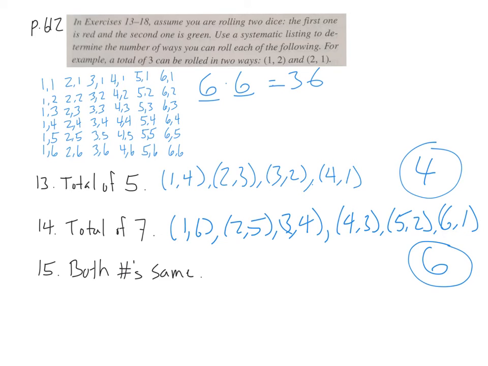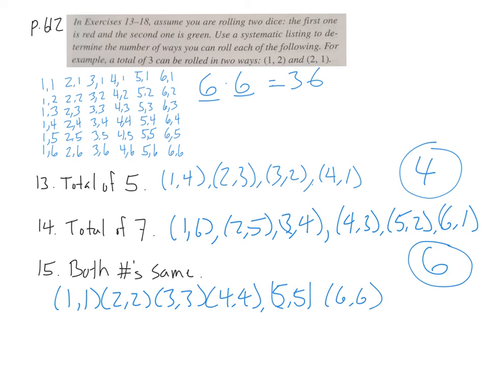And lastly here on number 15 it says, how many ways can you roll both numbers the same? Well, we can also figure that out pretty easily, because that's our other diagonal. It's the 1, 1, 2, 2, 3, 3, 4, 4, 5, 5, 6, 6. I'll list them for you, but it's pretty obvious. The answer is going to be 6 again. 2, 2, 3, 3, 4, 4, 5, 5, and 6, 6. 1, 2, 3, 4, 5, 6 different ways you can roll both numbers the same.